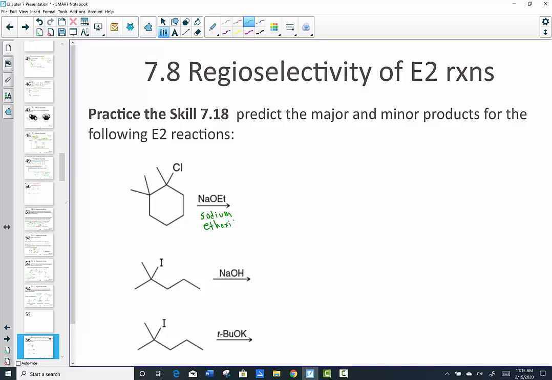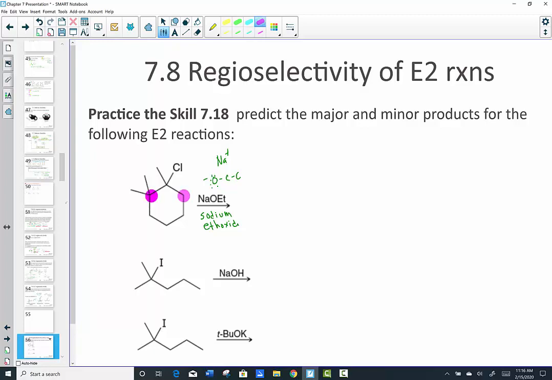Here's what I want you to envision. Sodium ethoxide. Sodium is the spectator. It's not part of the chemistry at all. But I do have an ethoxide, which is 2 carbons connected to the oxide anion. So this is not sterically large. It's a small base. Now, I'm going to locate the beta carbons.